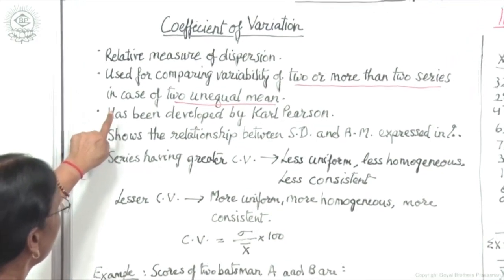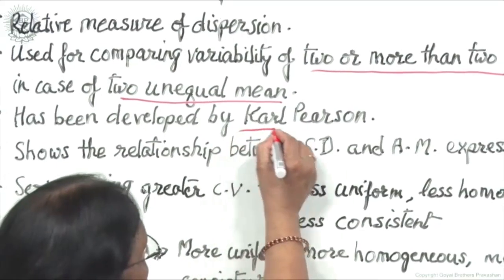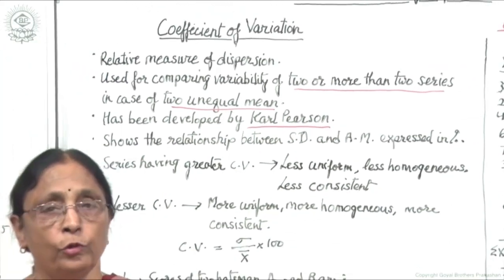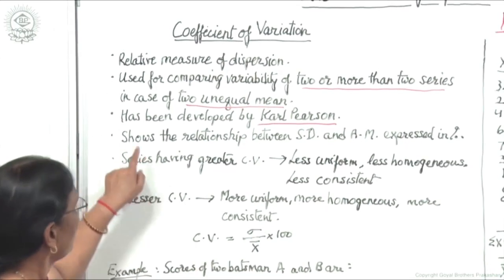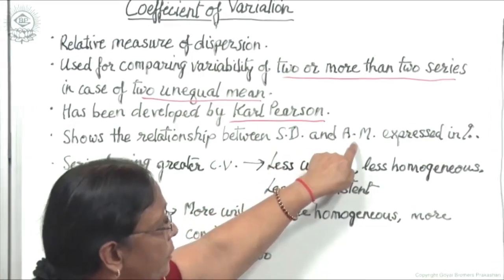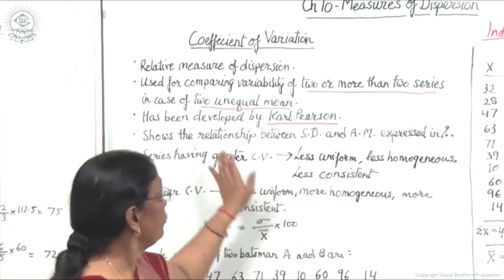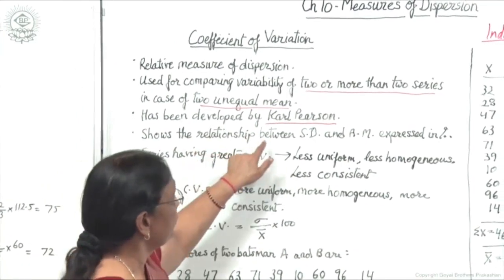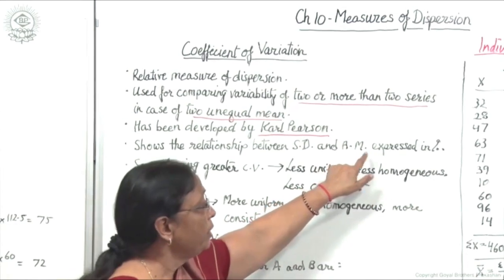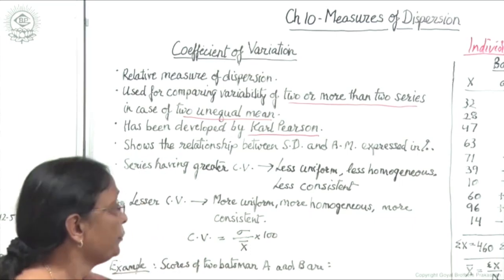Next, coefficient of variation has been developed by Karl Pearson. Karl Pearson developed this concept. It shows the relationship between standard deviation and arithmetic mean expressed in percentage. So this is the formula: standard deviation divided by x bar, that is arithmetic mean, into 100. That gives you the percentage.